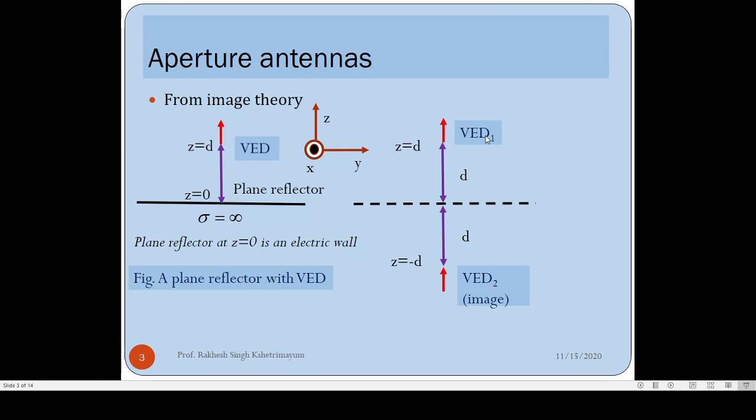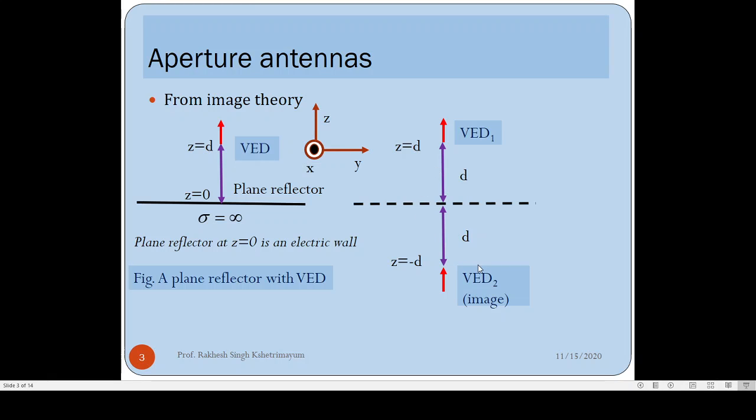When I have vertical electric dipole 1 and vertical electric dipole 2, I can always prove that the boundary condition here at this location, z is equal to 0, is satisfied. What is the boundary condition of the original problem? You have a metal surface here, so the tangential component of the electric field should be 0. That will be satisfied by this equivalent problem here.